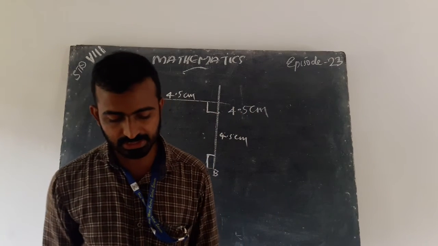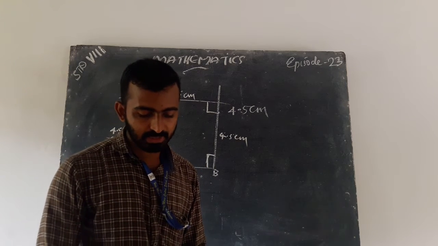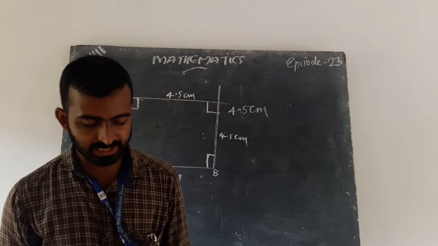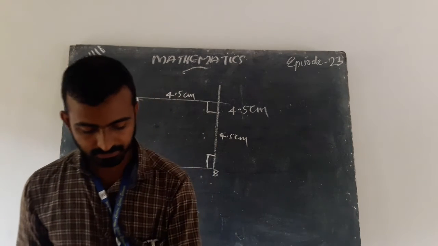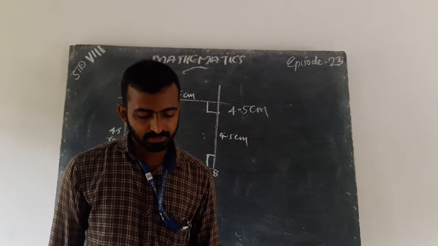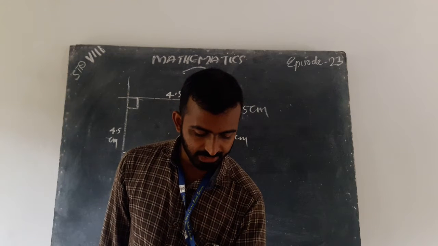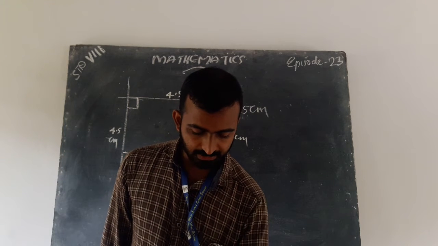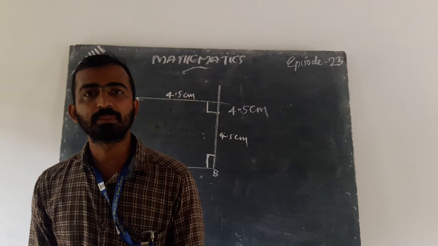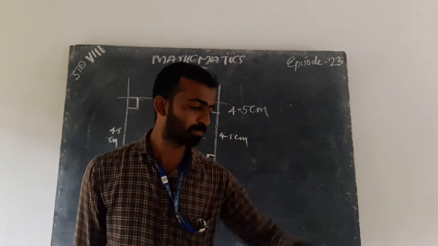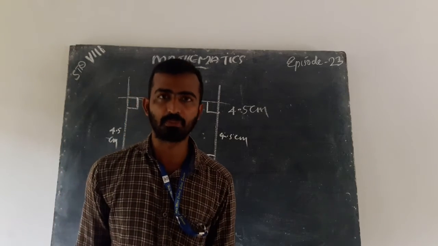And next we are going to discuss how to construct a rhombus ABCD where AC is 6 centimeter and BD is 7 centimeter. Sorry, AC is 7 centimeter and BD is 6 centimeter. Then what is the procedure? The process is that we want to draw the rhombus.